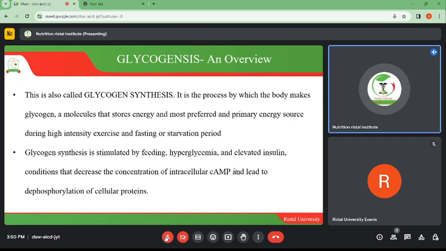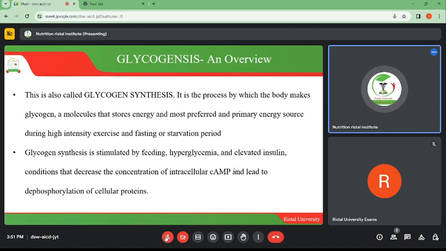So let's look into some of these things. What brings in glycogen synthesis and under what condition? Under what condition does your body start synthesizing this molecule called glycogen? First, glycogen synthesis is stimulated by feeding, and then hyperglycemia and elevated insulin levels.